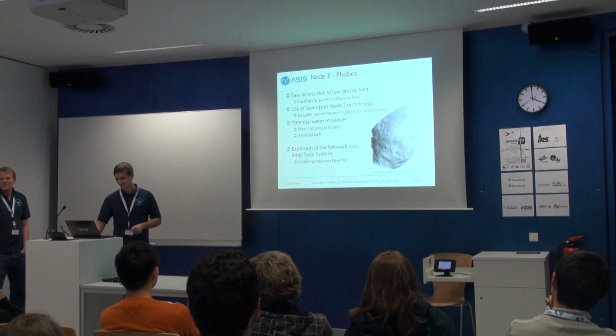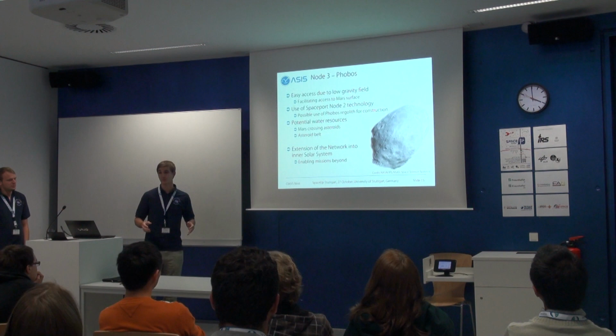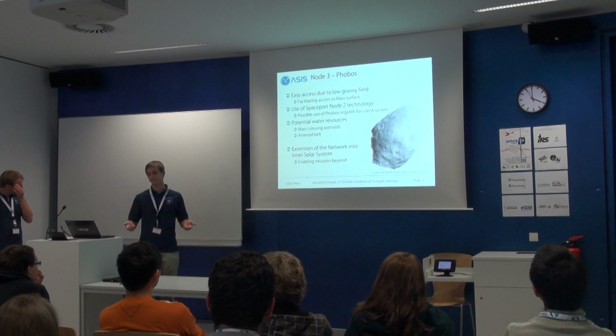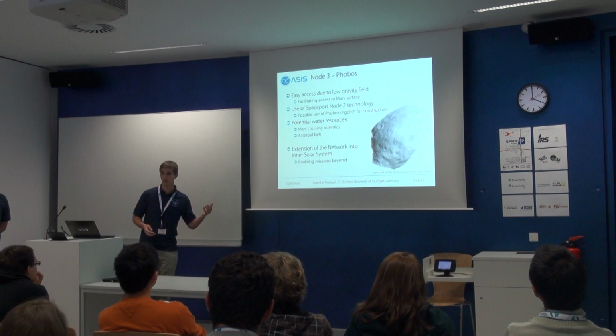Alright, so the third node on Phobos, as you can see, there are no mass estimations for that, but it facilitates easy access to the Mars surface. The reason why we decided not to place the third node on the Mars surface is because of the difficulties of bringing a lot of mass onto the surface because of re-entry. And also, we could use the technology we use for node 2 again for the Phobos node.